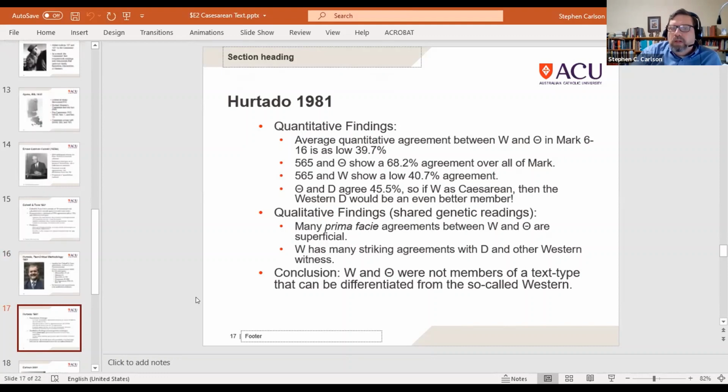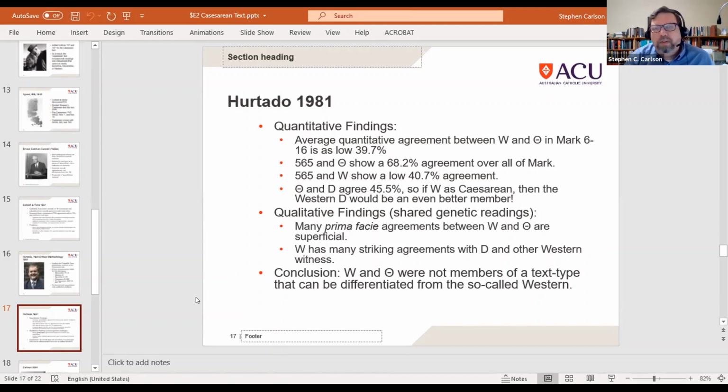And so his quantitative findings are, and this gets real interesting, that the agreement between W and theta in the last part of Mark, and the reason you need to do Mark 6 through 16 is because in the first part, W has a different text, is as low as 37, almost 40%. Well, 565 and theta are pretty high overall of Mark, 68%, which is close to that 70% level. But 565 and W drops down to 40% again.